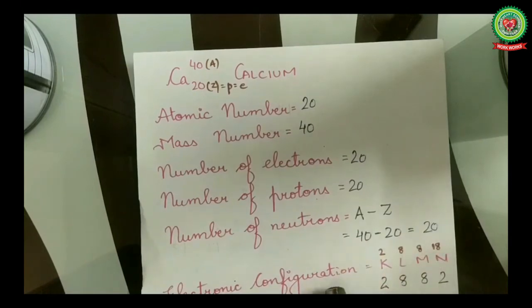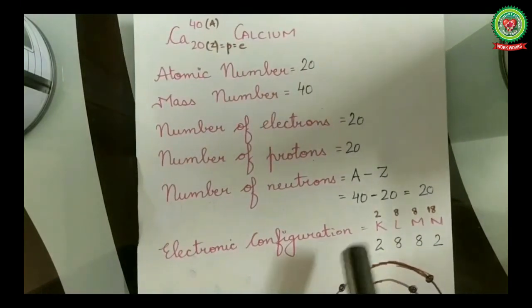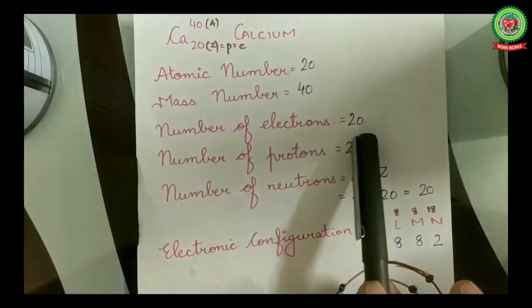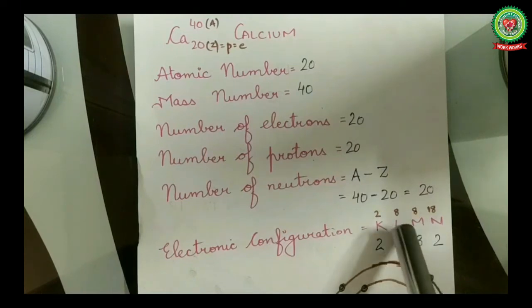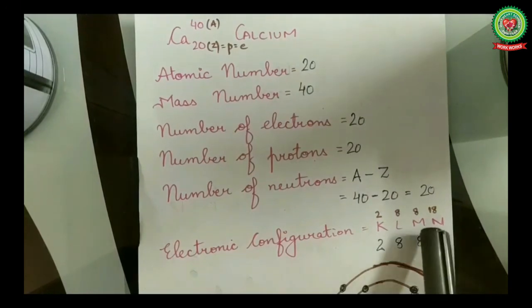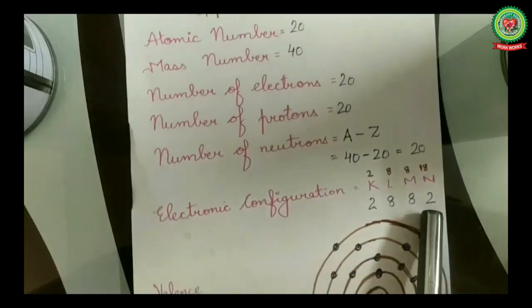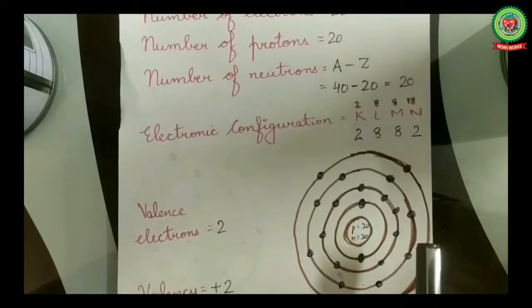Electronic configuration. There are 20 electrons. 2 will be added into K shell. How many are left? 18. 8 into L shell. How many are left? 10. 8 into M shell. 2 are left, which will be added into the last shell, that is N. Check the orbital diagram for calcium.